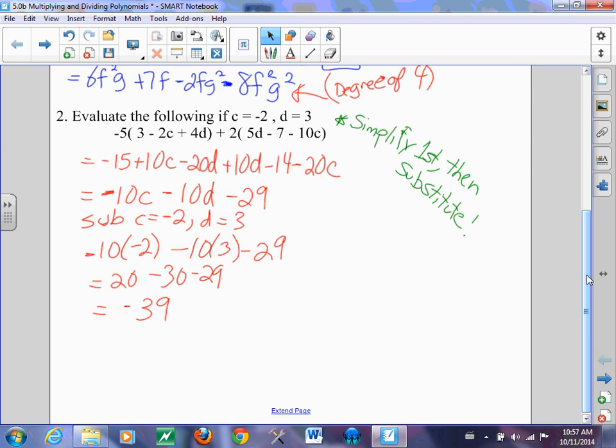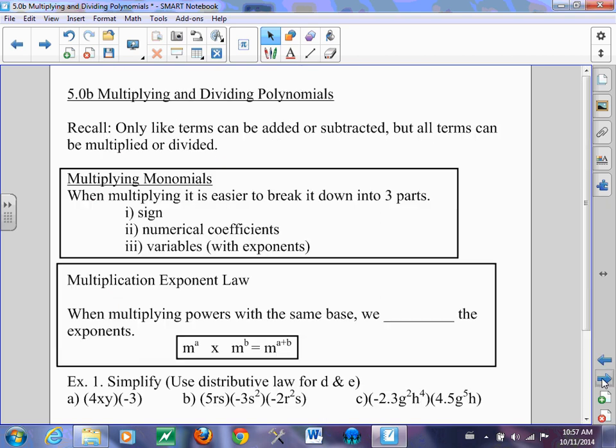All right, now that's our warm-up, folks. If you need some help, please come see me. Now we're going to get into the lesson. So for multiplying and dividing today, we've got to remember that we're going to break it down into 3 parts. The sign, which is your integer laws. Numerical coefficients, which is just reducing to lowest terms, and your variables with exponents. And we're going to have to remember our variable or exponent laws when we're multiplying and dividing.